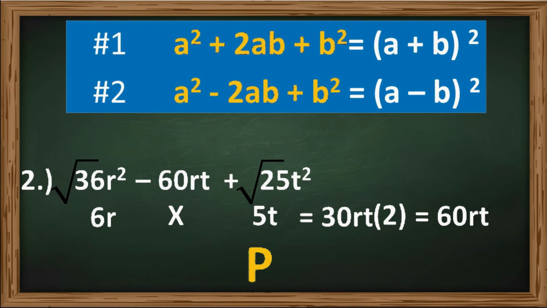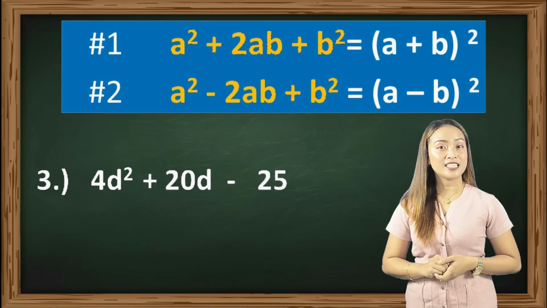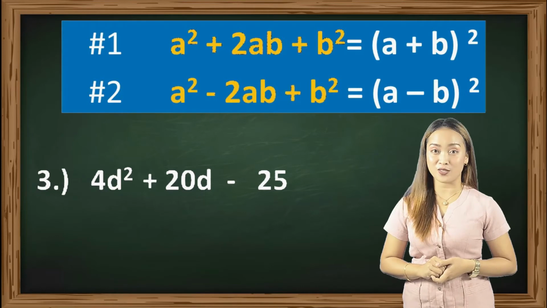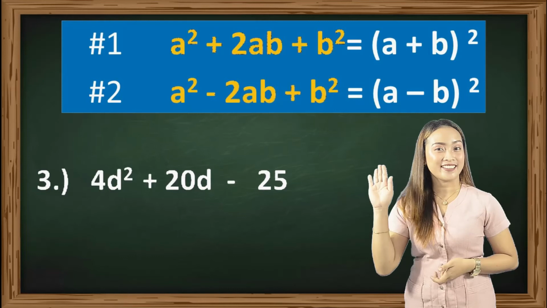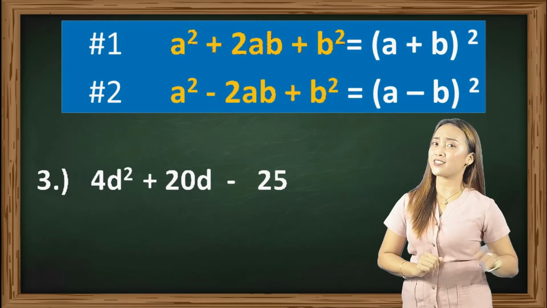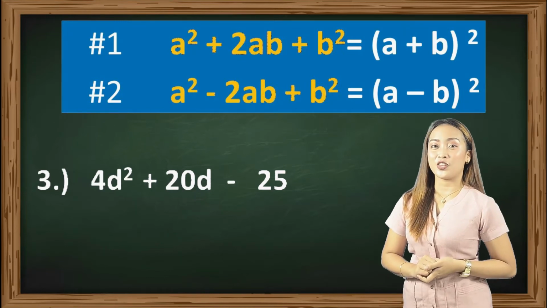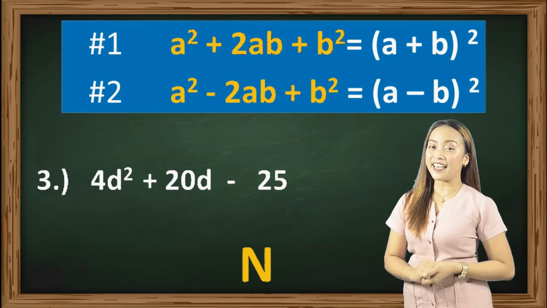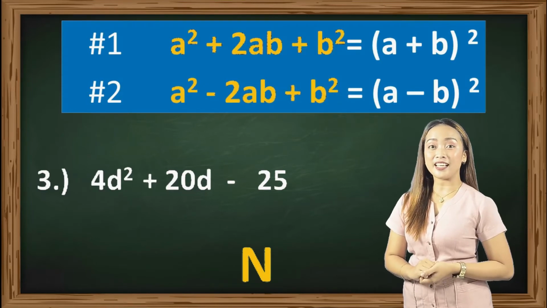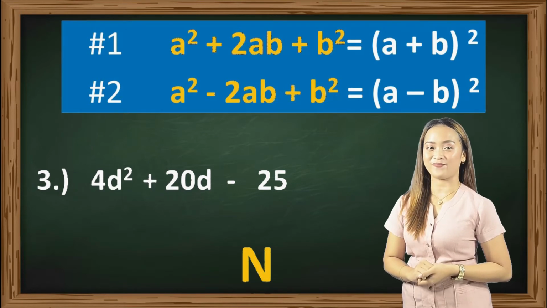Now, how about this third one? 4D squared plus 20D minus 25. Who answered P? Now, who answered N? Are you sure? The correct answer is N. And yes, the terms are completely exact as how it is being described in the pattern.